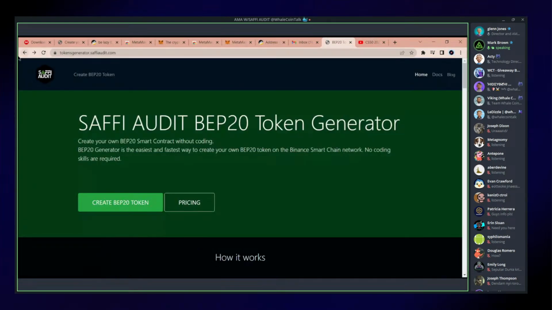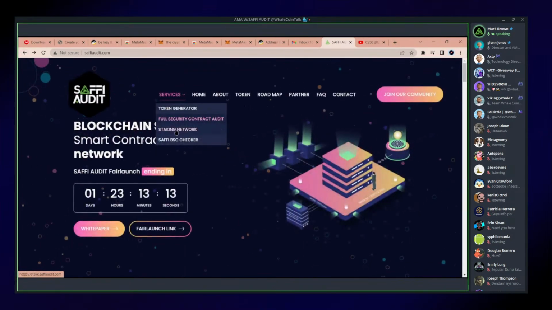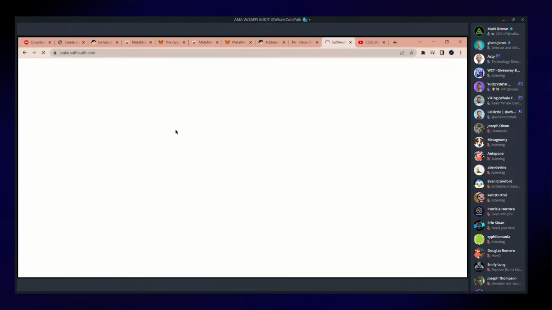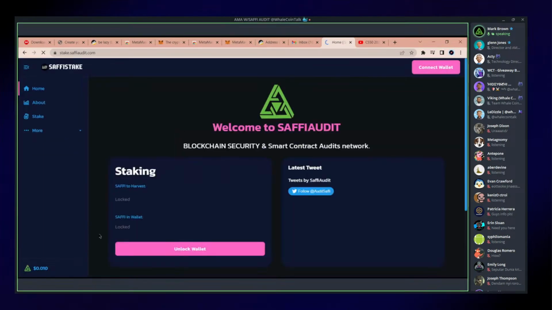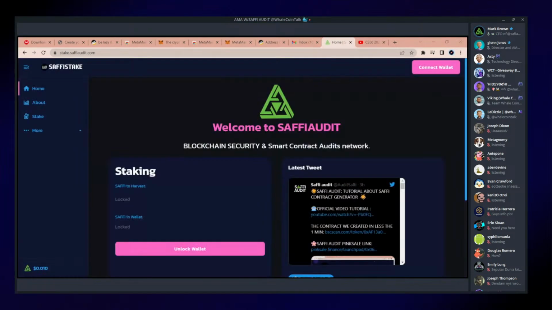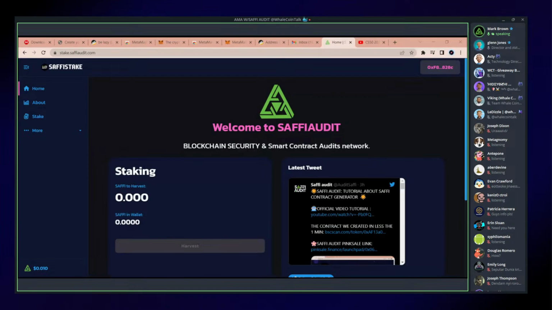So yeah, it's going to be basically that. Other than that, we have the staking system, which is here. Let me connect the wallet. MetaMask. I'm going to actually see if I can do that.